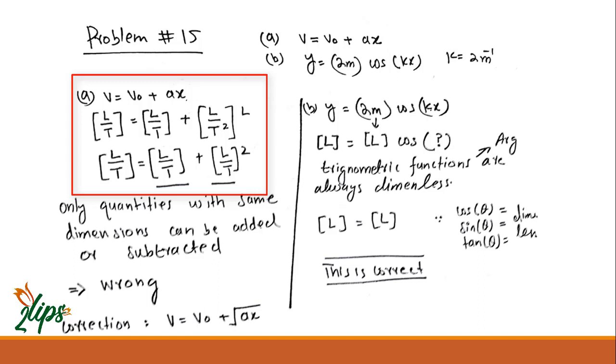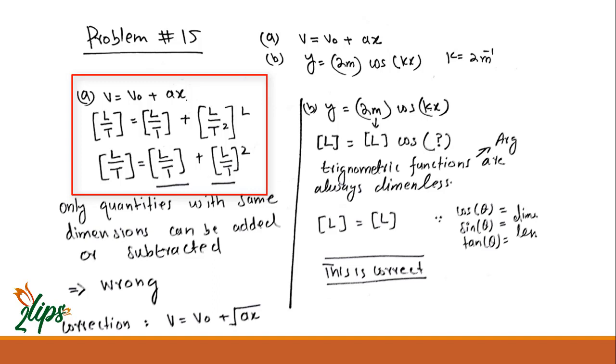Further, L by t equals L by t plus, because I can combine L into L, it is L squared, so I can write L by t whole squared. Now you can see that there are two terms being added, but they don't have the same dimension, L by t plus L by t squared. These two quantities don't have the same dimension, so they cannot be added. It means this formula is dimensionally wrong.